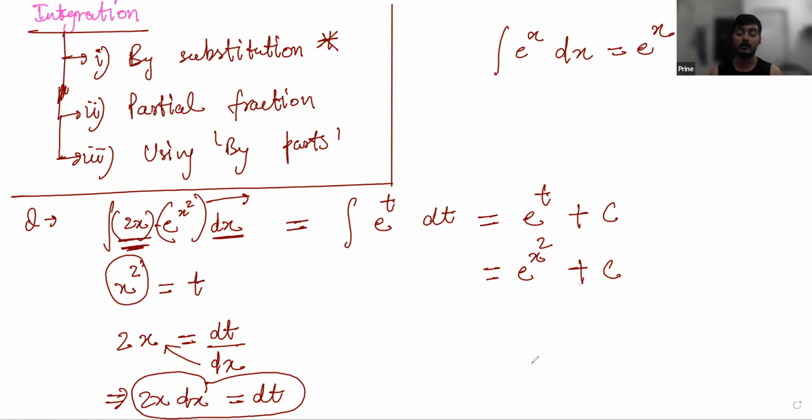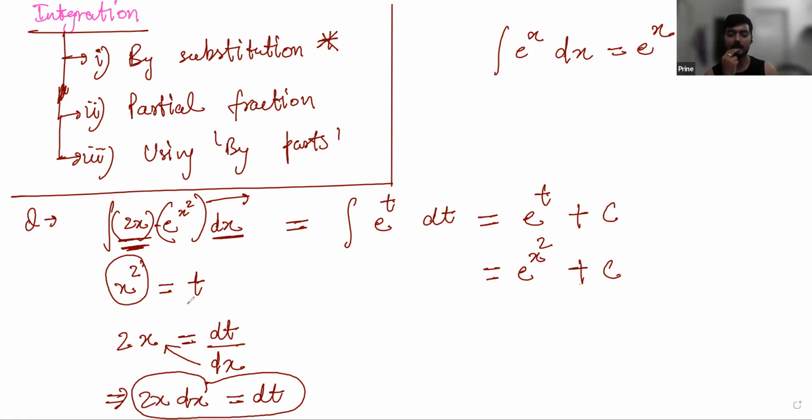Now there were two questions. First, why have we done this? We have done this so that we can integrate our original expression, which wasn't possible because we don't know the formula for 2x into e to the power x square. But this is possible now because we have substituted this x square as t, and with the help of this substitution, we get the value of 2x dx, which would become dt. So the formula is e to the power t dt.